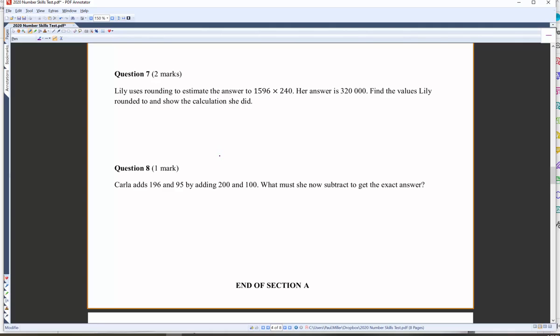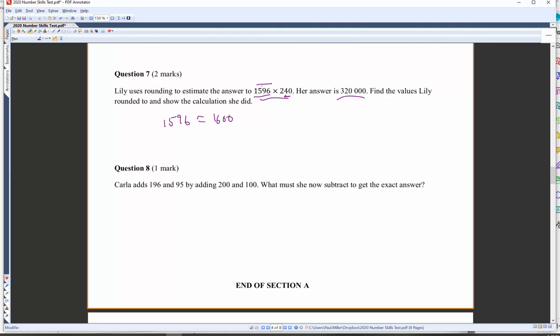Okay, Lily uses rounding to estimate the answer to this. She got 320,000, and what did she use? Well, this will involve a little bit of trial and error, but what I'm seeing here is this could be rounded to 1600. 16 is half of 32, so are we willing to bet that 1596 was rounded to 1600, so rounded to the nearest 100?